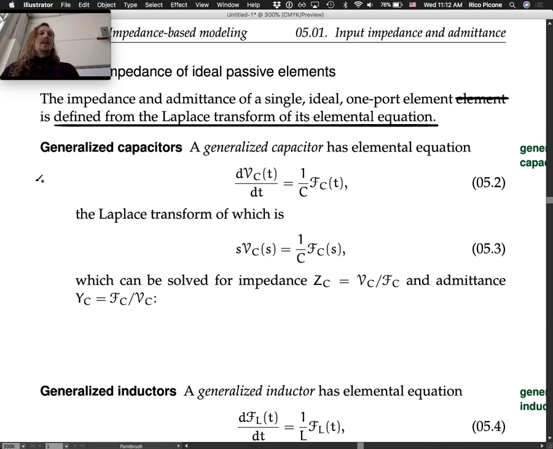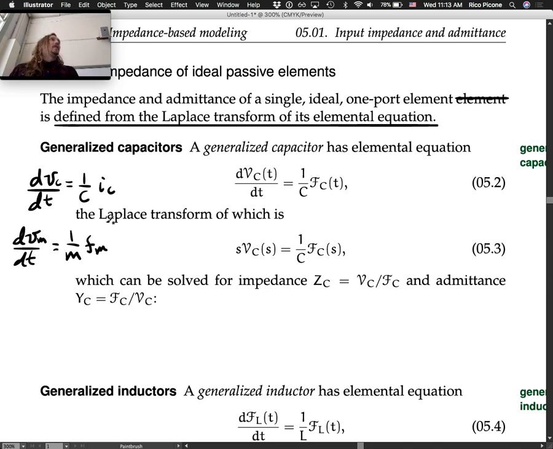So this could be, if it's a voltage, for an electronic capacitor, dVc/dt equals 1 over C times Ic. If this was a mass element, then it would be dVm/dt, which is say the acceleration, equal to 1 over the mass times the force on the mass, etc. Right? So this is describing all of those in one equation, this generalized capacitor equation.